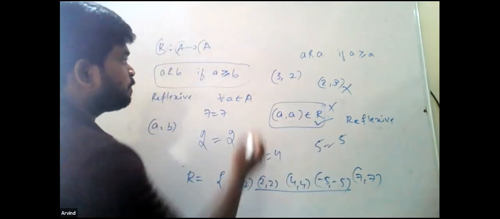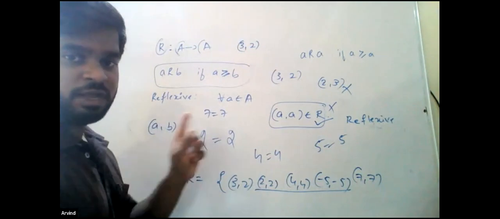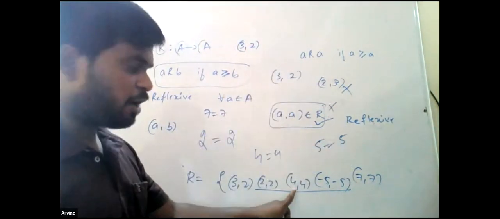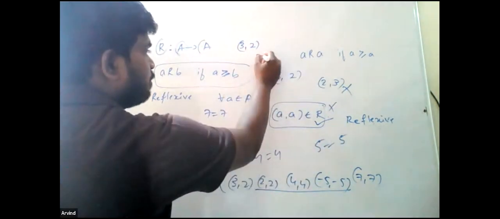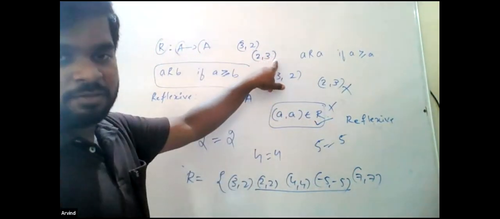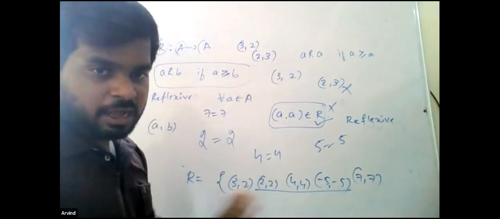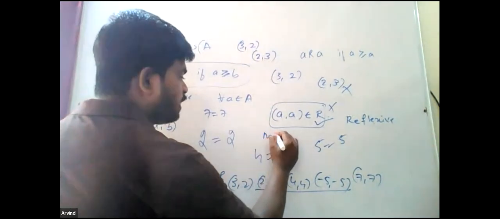Let's take symmetric. Suppose 3, 2: does it belong to R? Yes, 3 is greater than 2, so it can be written in R. Can we write 2, 3? No, because 2 is not greater than 3. So if 3, 2 is in R, 2, 3 is not in R. Therefore it is not symmetric.